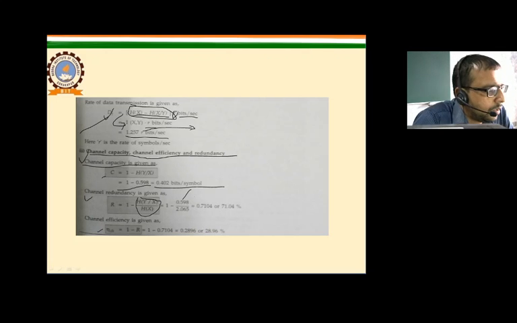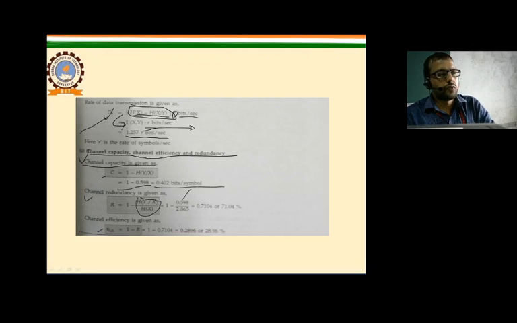And what will be the efficiency? As we know, the efficiency is equal to 1 minus the redundancy. Then 1 minus 0.714, we get 0.2896, and in percentage form that is 28.96. Now there are some new formulas used to gather all the parameters: this one for data transmission, then channel capacity, this formula, redundancy, this formula, and efficiency, this formula.